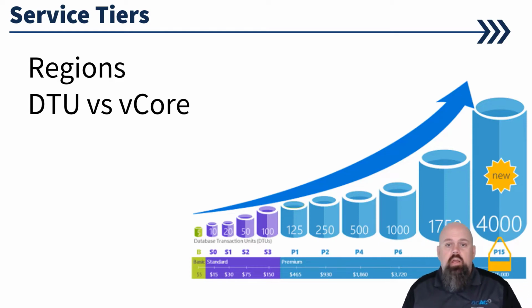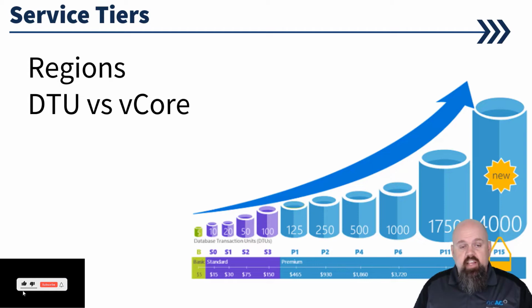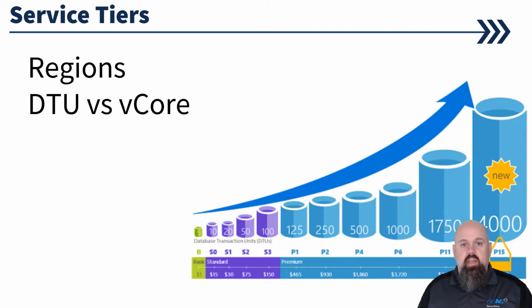Now the vCore comes with the same kind of concept where you've got 3 different models: general purpose, business critical, and hyperscale. Those are all based off explicitly setting the number of vCores that your database wants. You can go up to 80 vCores in the vCore pricing tier. And so you can specify that you want your database to have a specific and fixed amount of vCores available to it to process your workload.